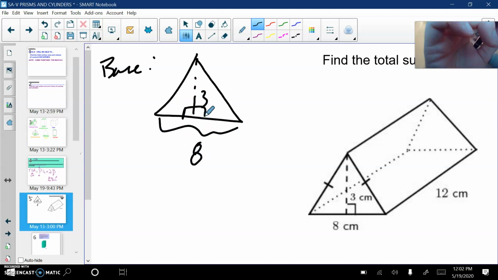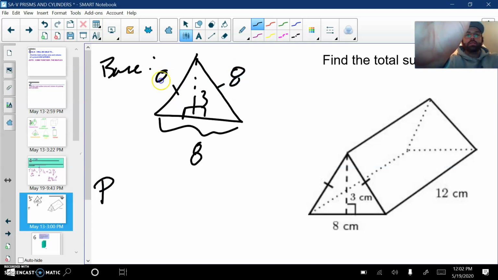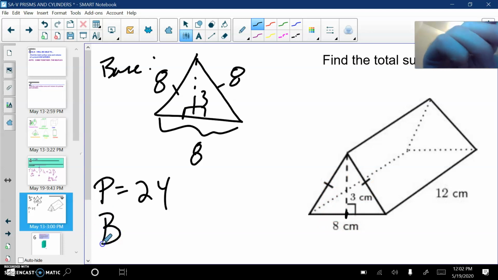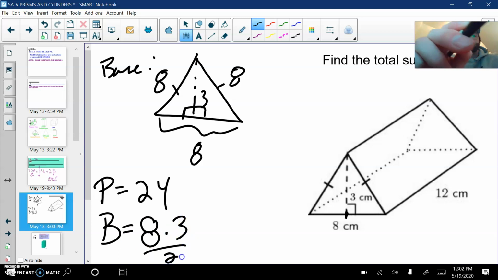So I want to find the perimeter. The perimeter of my base, this is an equilateral triangle here. So I know my perimeter is 24. It's hard to see down here, but there's supposed to be a little tick mark, and I apologize for that. The perimeter of my base is 24. 8 plus 8 plus 8 gives me 24. The area of my base, so my capital B, to find the area of a triangle, do base times height divided by 2. So 8 times 3 over 2, which gives me 12.